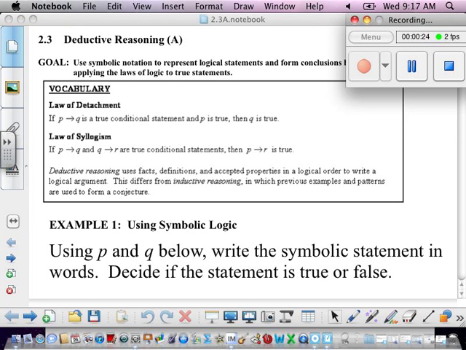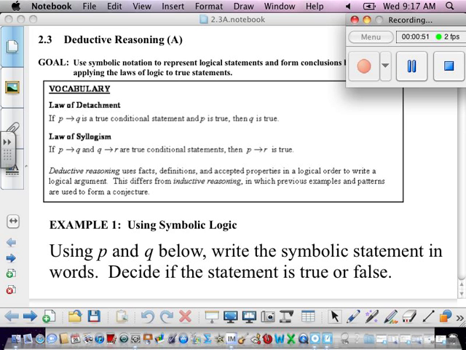Law of syllogism: if P to Q and Q to R are true conditional statements, then P to R is true. Deductive reasoning uses facts, definitions, accepted properties, and a logical order to create a logical argument. This differs from inductive reasoning, in which previous examples and patterns are used to form a conjecture. Okay? So deductive reasoning is facts, definitions, and accepted properties.